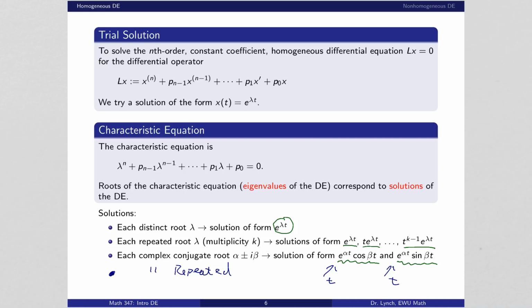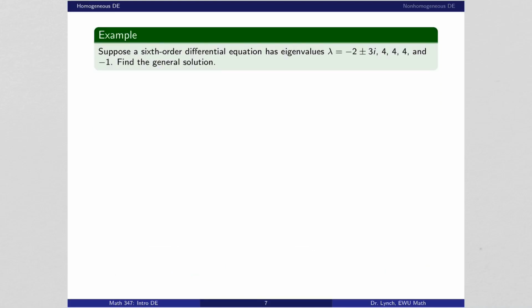For each real or each complex repeated root, you end up with exponentials times cosines or exponentials times sines, and you multiply by t until you have the right number. Okay, so a few examples that sort of illustrate this.